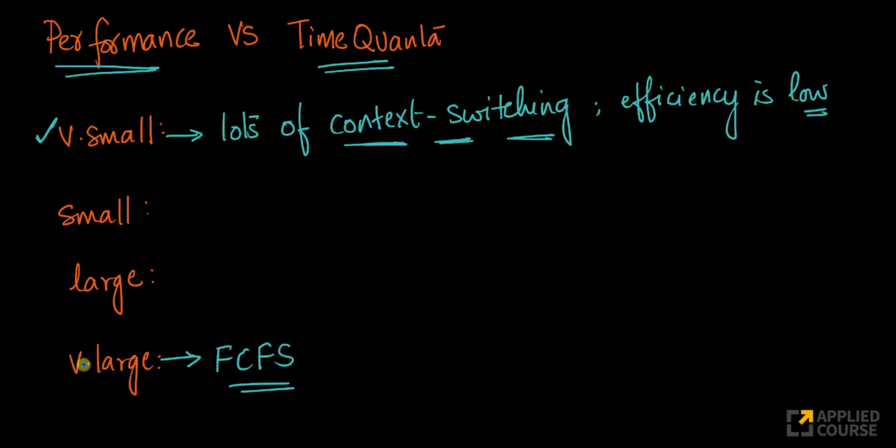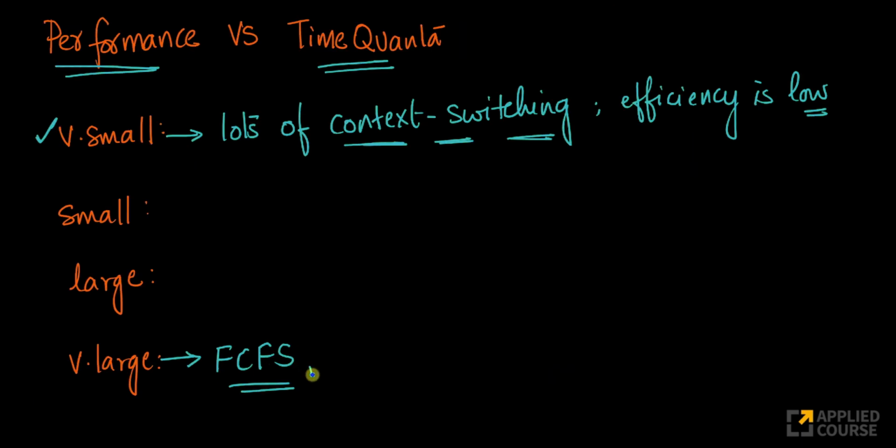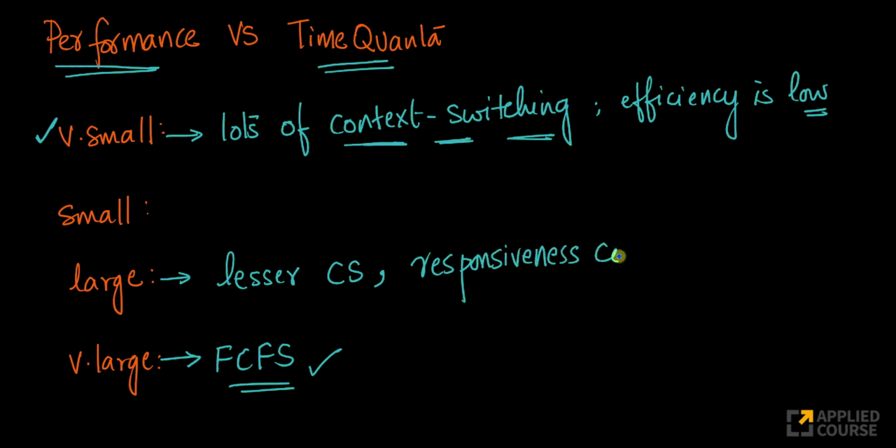So what is important here is, in the worst case, if your time quanta is too large, your round robin becomes equivalent to FCFS. This is very important. If it is large, there is lesser amount of context switch. But what could happen is, if this is too large, your responsiveness might suffer.